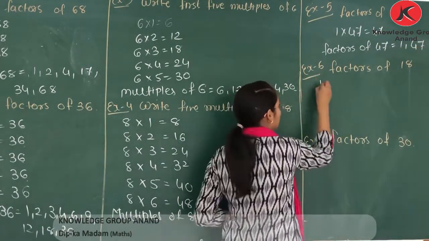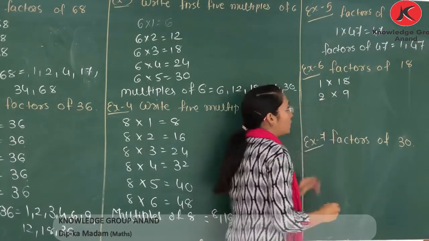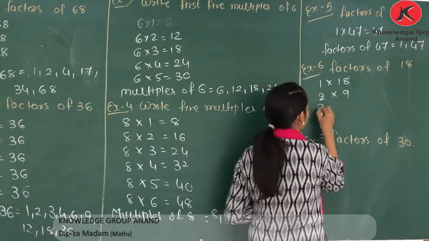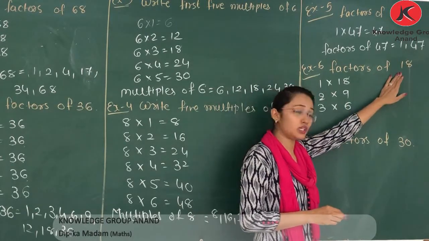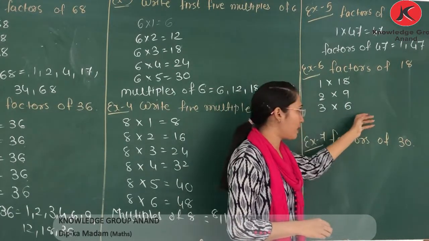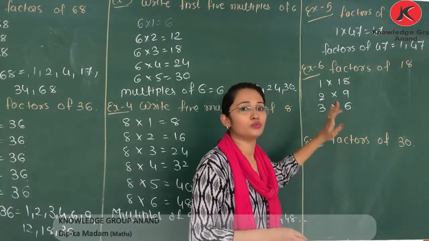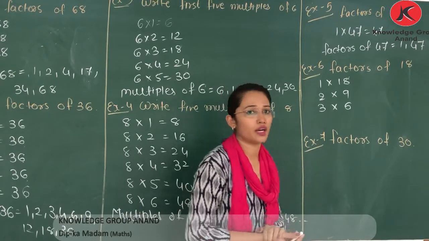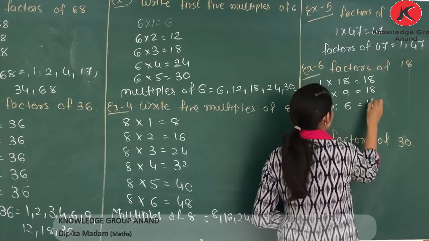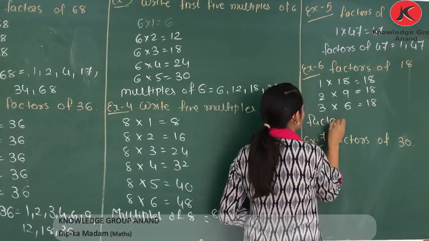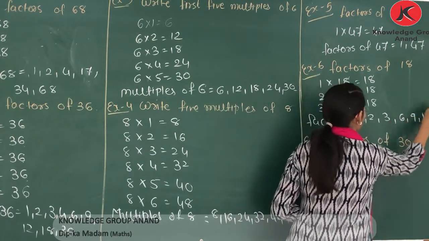Factors of 18. So 1 into 18. Now it is divisible by 2. 2 nines are 18. Yes, 3 sixes are 18. Is it possible to have 18 in the table of 4? No. Then 5? No. 6? Yes, but 6 is already there. So there is no need to move to the next tables. So it is 18 ones, 9 twos, 6 threes. So factors are 1, 2, 3, 6, 9, 18.